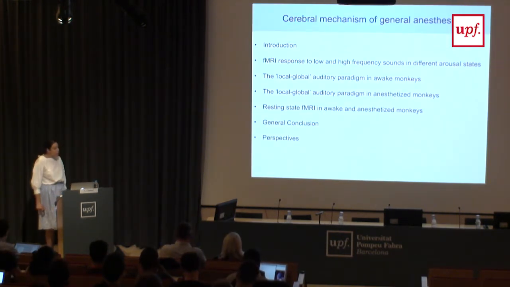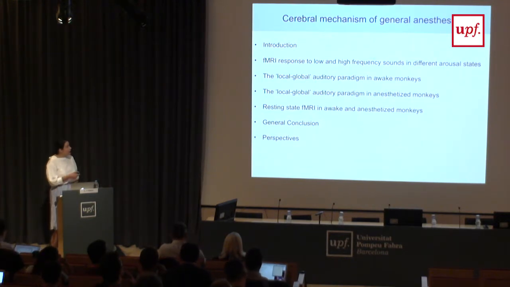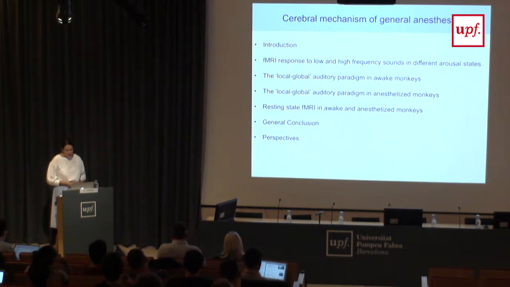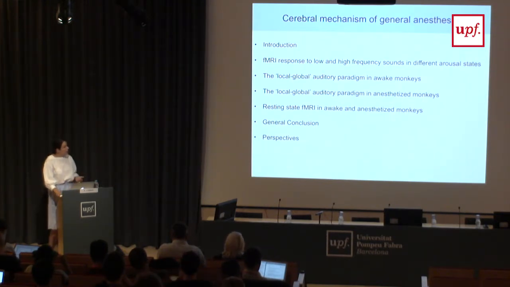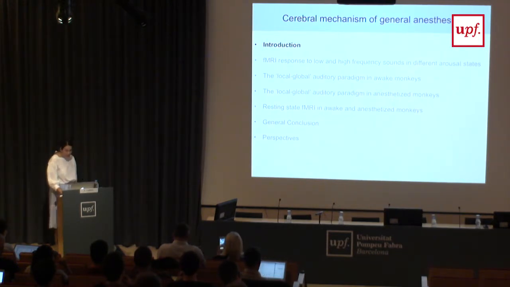So that's a small overview of my talk, with first a small introduction of mechanisms of general anesthesia, and then I will show you the monkey models we developed in the lab to study general anesthesia using functional MRI and auditory stimulation, and also after we used fMRI and resting state to study anesthesia, and at the end I will present you a general conclusion for the mechanisms of general anesthesia and some perspectives for the future.